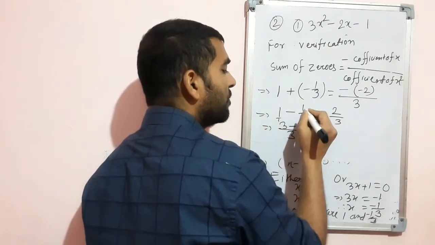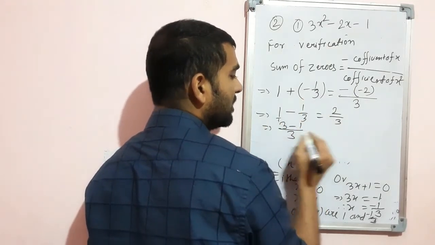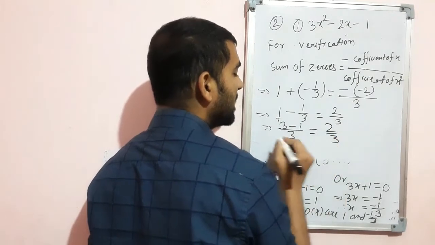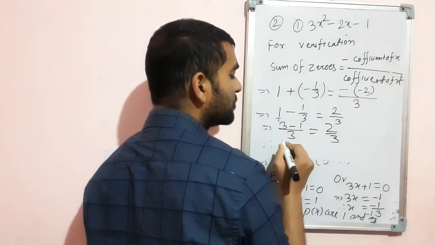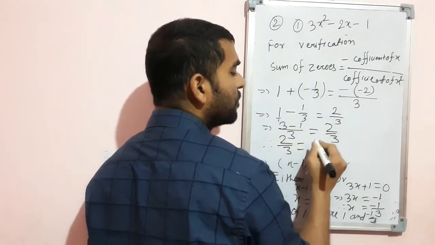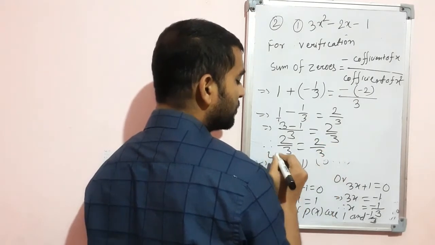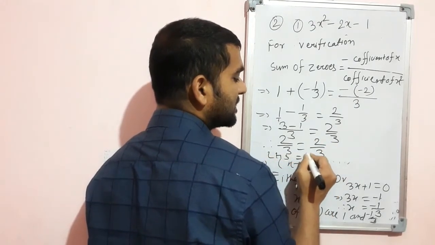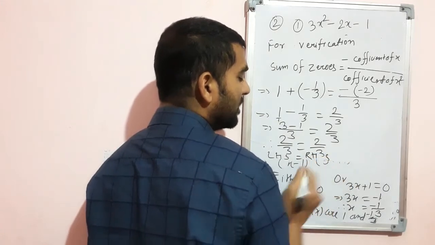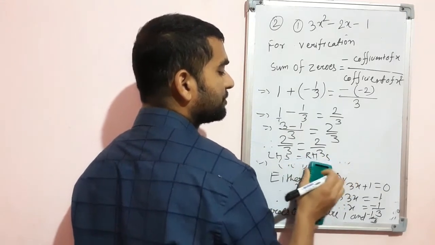1 into 1 will be 1. Equal to 2 by 3. Now next step you will get what? 3 minus 1, 2 by 3 equal to 2 by 3. LHS is equal to RHS. Yes, we will write LHS equal to RHS.